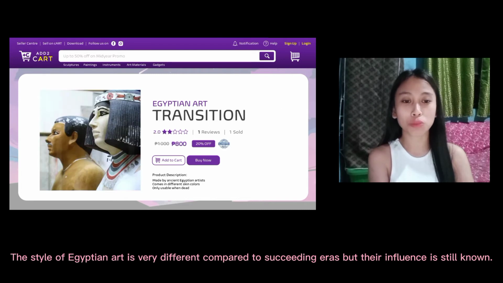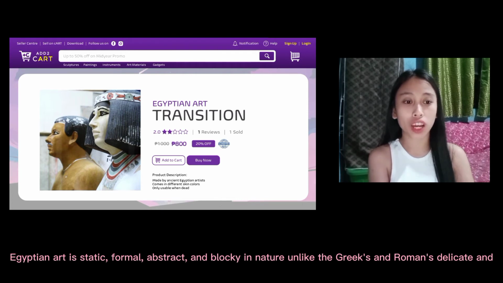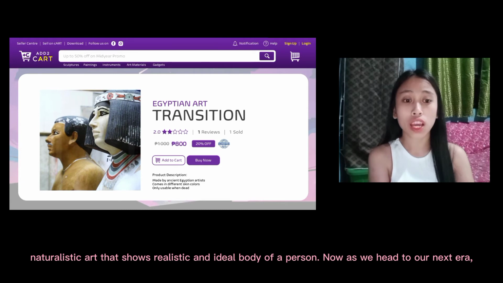When his tomb was discovered in 1922 by British archaeologist Howard Carter, the view of the life of Egypt was widened. Different artifacts such as furniture, clothes, weapons, and engravings were recovered and recorded in our history. The style of Egyptian art is very different compared to succeeding eras, but their influence is still known. Egyptian art is static, formal, abstract, and blocky in nature, unlike the Greeks' and Romans' delicate and naturalistic art that shows a realistic and ideal body of a person.